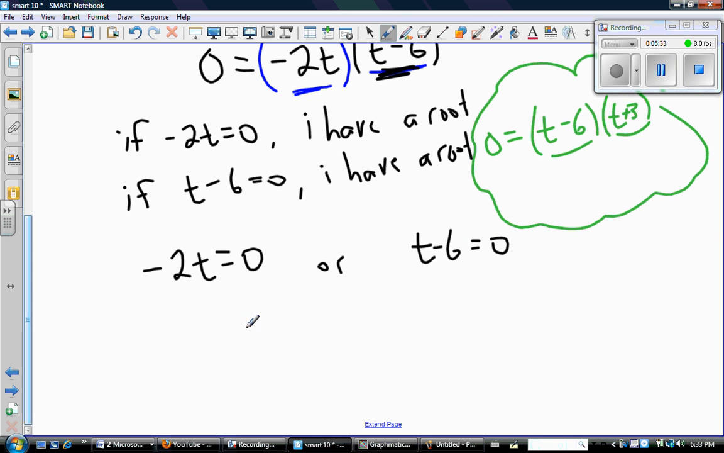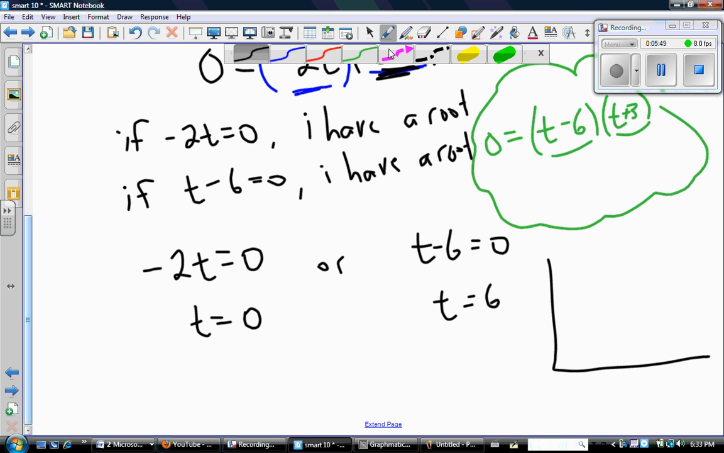Dividing by negative 2, I get a root at 0. Adding 6 to both sides, there's my roots. Yay! So what does that mean about roots? So again, thinking visually about a parabola, I have a root here at 0 and somewhere over here at 6. And because of the symmetry principle of every parabola, we know that the line of symmetry is going to be exactly halfway between your roots.